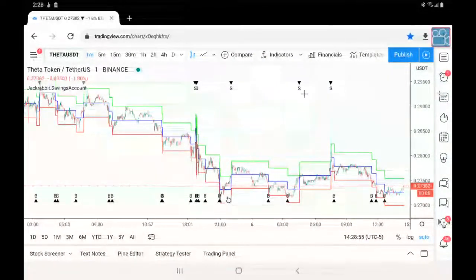Theta, what can I say? Mid-level coin at best. There's just too many gaps between the sell signals. For me, that's a problem because I want to move quickly. It's not a top tier coin, so in a way, I may not even consider it as a mid-level coin.